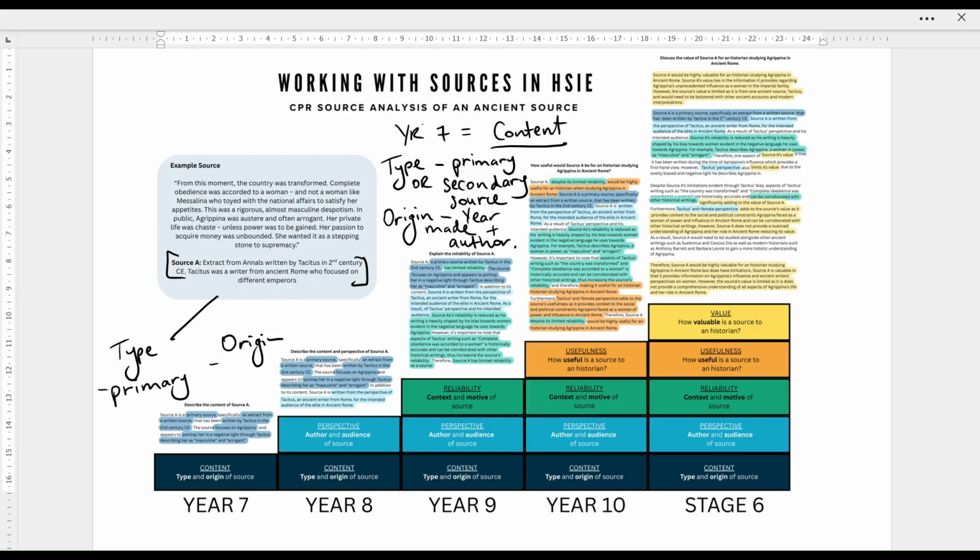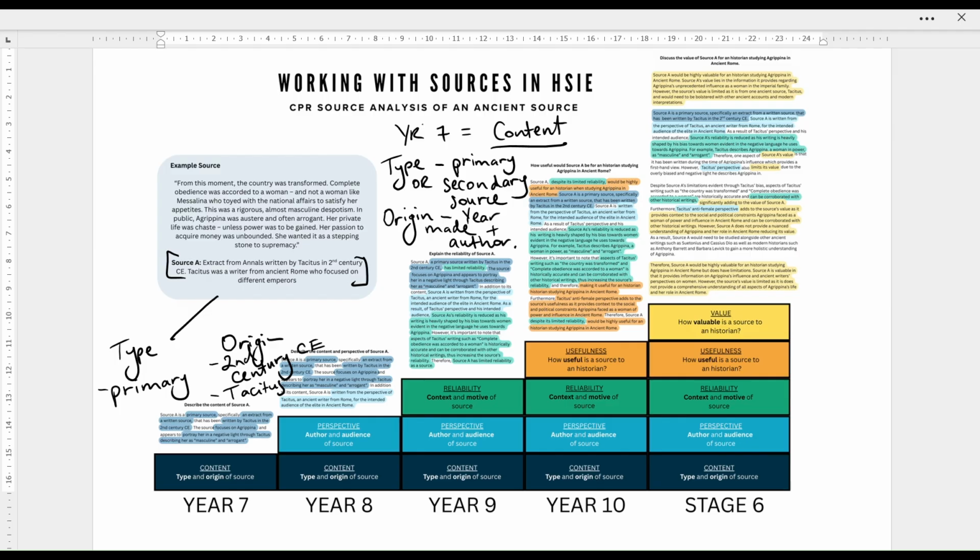Origin, we have here that it was written in the 2nd century CE. And that needs to be written down as well. And then also, if we look over here, who made it? So year made, and who's the author? Here it says it's written by Tacitus, so we have Tacitus as the author.